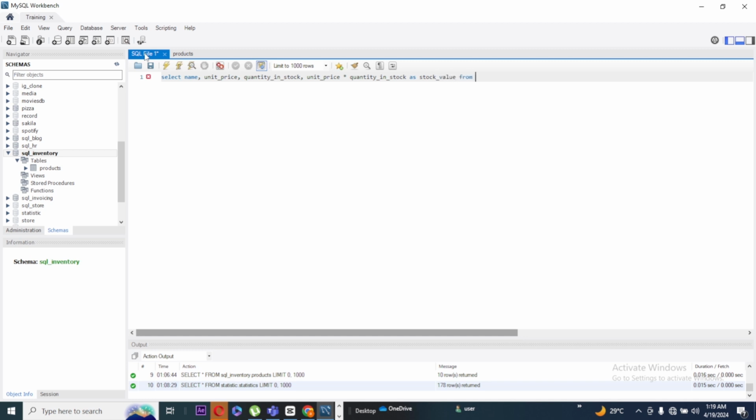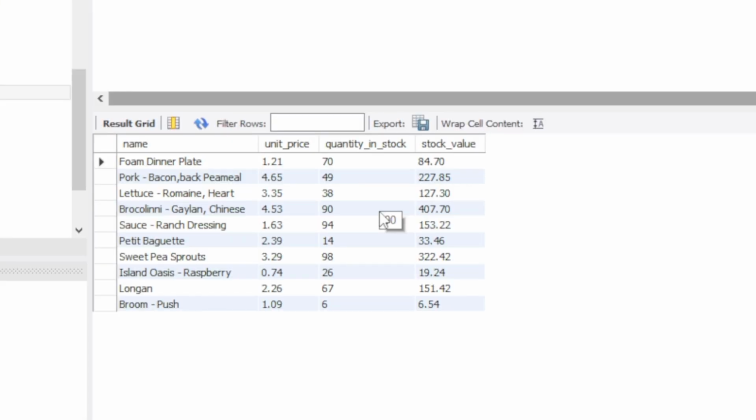So what we did right now, we used our select statement to select some specific columns, which are our unit price and quantity in stock, and also multiplied our unit price by our quantity in stock, and the output result should be named stock value, from the products table. So that's it. Let's execute it. Now you can see, okay, so this is it. We have our name, we have our unit price, and we have our quantity in stock. Now, the output of the multiplication gave us 84, gave us this.